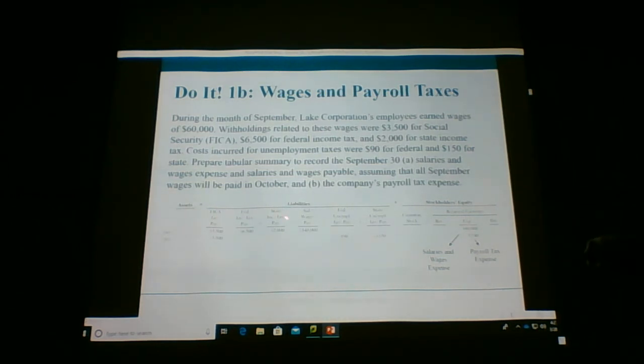That $60,000 liability, if we were to break it down, was made up of $48,000 in net pay to the employees, $2,000 in state withholding, $6,500 in federal income tax withholding, and $3,500 employee portion of the FICA, the Social Security and Medicare tax. Okay?